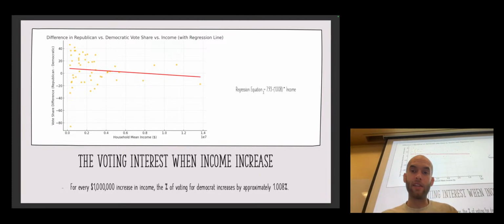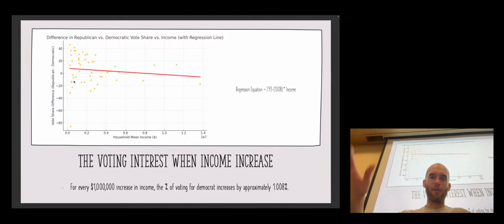And so what they did is just try to predict the vote difference using income. And what they found was every $1 million increase in income, which is a huge amount of income, so they found a pretty small effect, was associated with a roughly 1% increase in the Democratic vote share. And so their figure just plots out the regression equation.